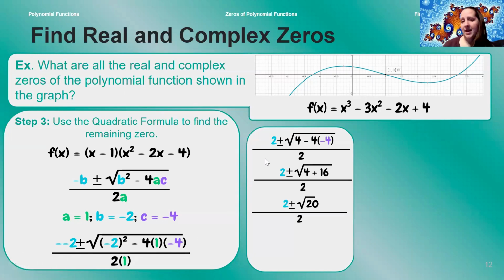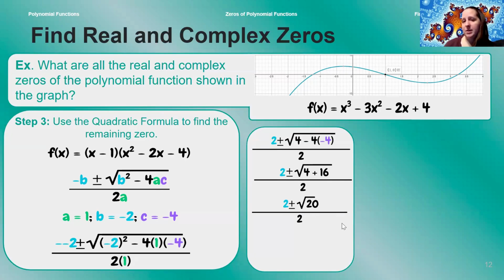Okay. Again, that negative makes a positive. So I have 2 plus or minus, negative 2 squared gives me 4. And then 4 times 1 is 4. So negative 4 times negative 4 gives positive 16, divided by 2, which again simplifies to 2 plus or minus the square root of 4 plus 16, divided by 2, and then 2 plus or minus the square root of 20 divided by 2.